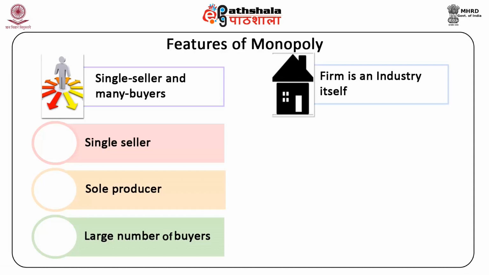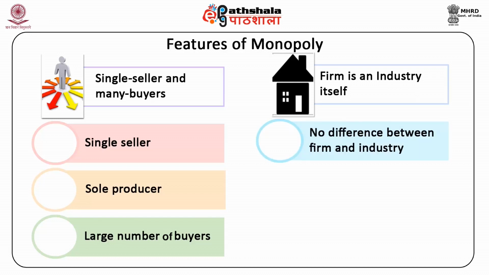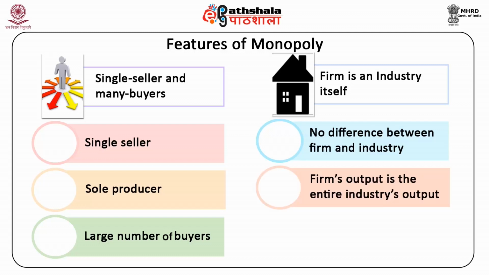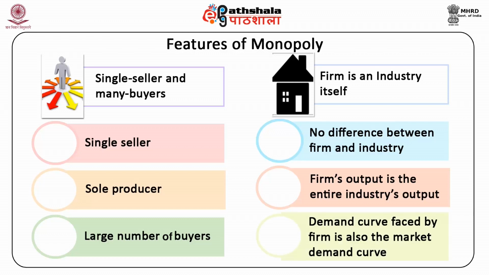Second, the firm is an industry itself. Under monopoly, there is no difference between a firm and an industry. So, the firm's output is the entire industry's output and the demand curve faced by a firm is also the market demand curve for the product.